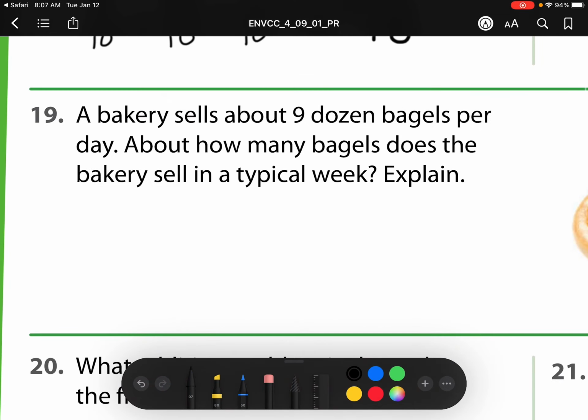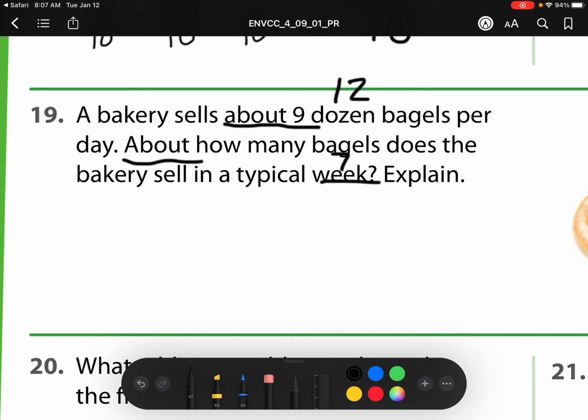Number 19, a bakery sells 9 dozen bagels per day. So a dozen is 12, in case we didn't know. About how many bagels does a bakery sell in a typical week? So remember, a typical week, that means there's 7. And we have this keyword about. So what does about mean? Well, it means it doesn't have to be exact.